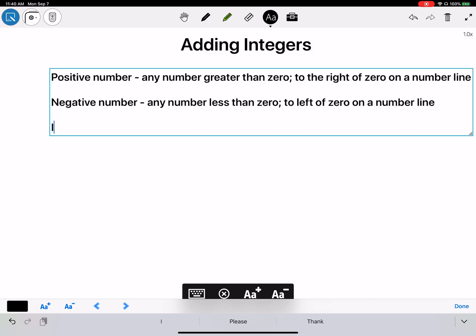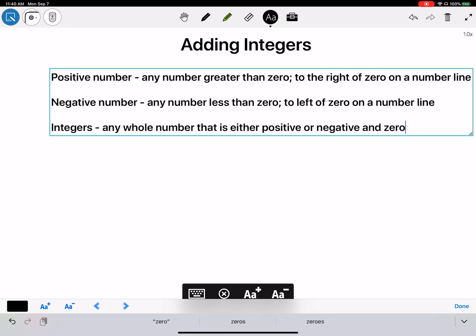So then we have integers. An integer is any whole number that is either positive or negative and 0. Okay, so 0 is an integer, positive 5 is an integer, positive 17 is an integer, negative 12 is an integer, negative 2 is an integer. Okay, so all of these things are integers.